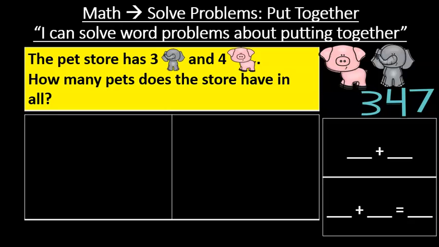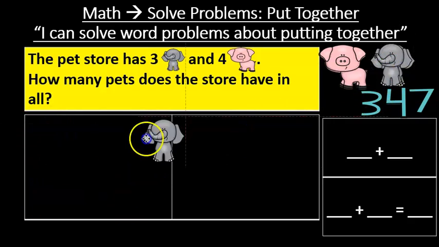Let's come up here again. Let's read this sentence up here. Read it with me. The pet store has 3 elephants. Now let's stop right here, okay? Now, how many elephants does the pet store have? 3. Good job. So watch, we're going to have to get 3 elephants over here.